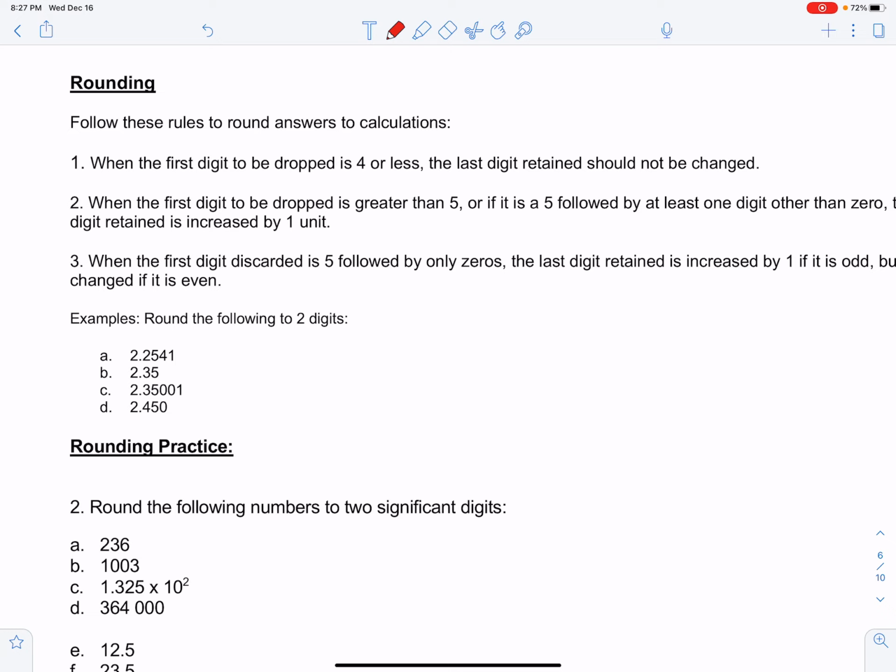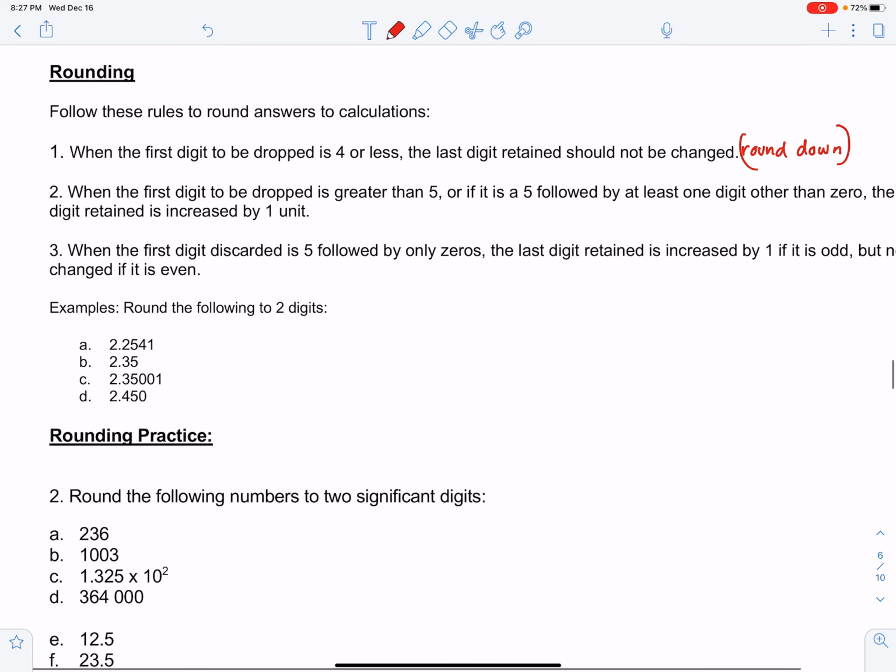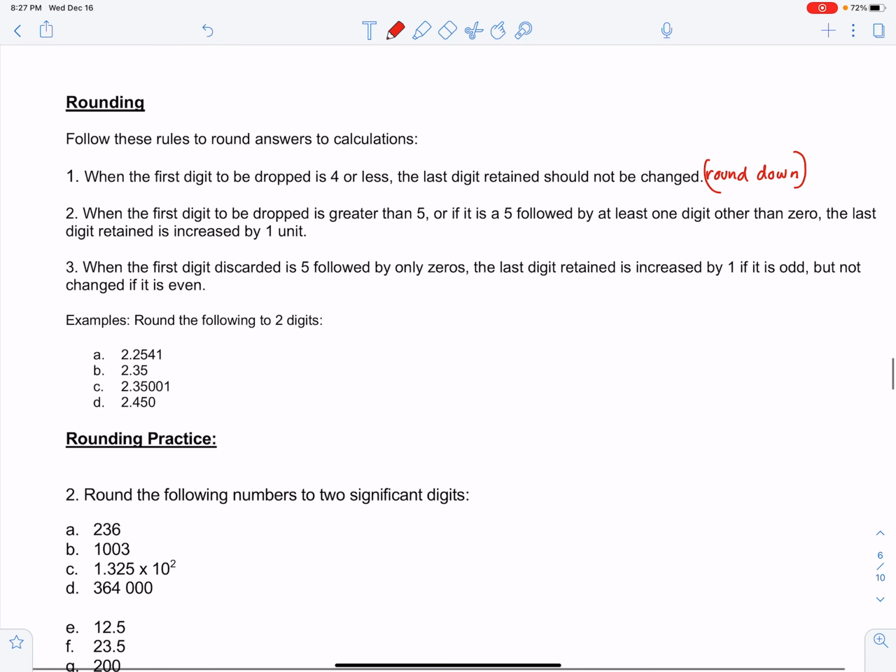Number 1, when the first digit to be dropped is 4 or less, the last digit retained should not be changed. So this is when we round down, and you've heard this before and you've used it in math class. Number 2, when the first digit to be dropped is greater than 5, or if it's a 5 followed by at least 1 digit other than 0, the last digit retained is increased by 1 unit, so we round up.